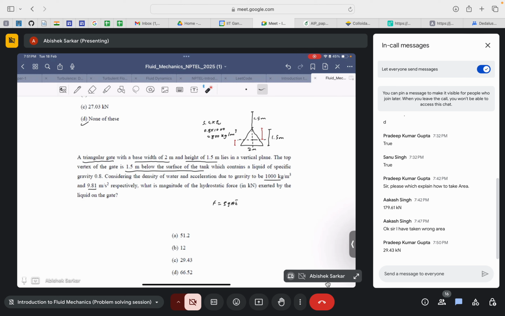29.43. So Pradeep says it's 29.43. Let us just wait for one more try. Let me wait till 7:54, then let us see. Okay. Thanks Pradeep for the answer. Let us see whether others' answers also match with you, and then we can look into the solution.